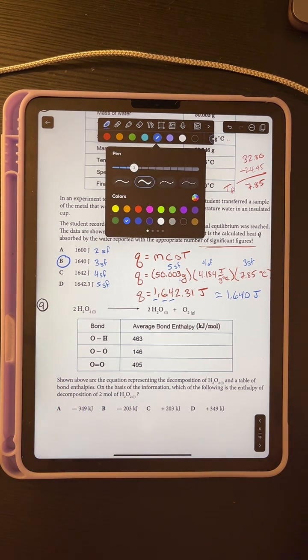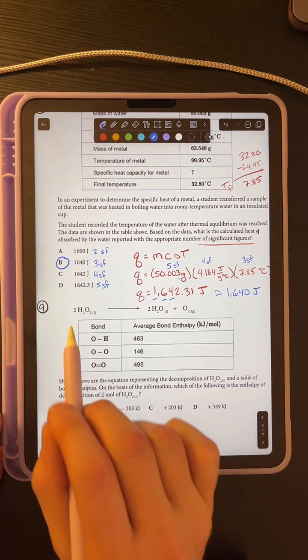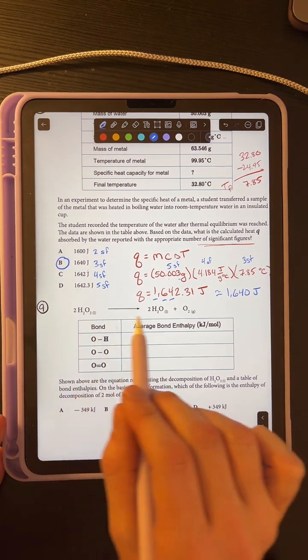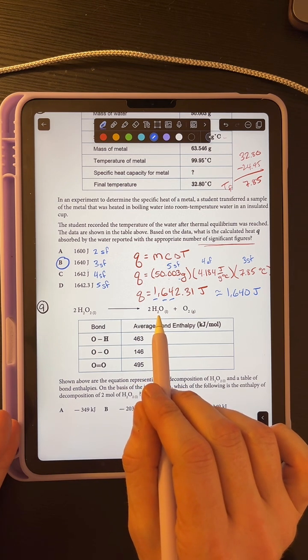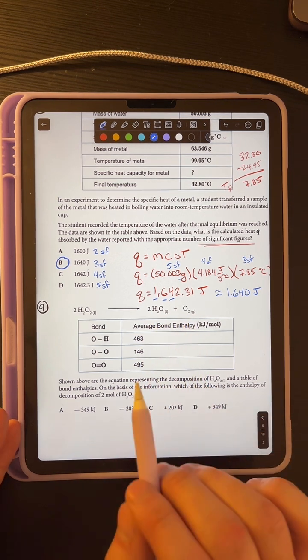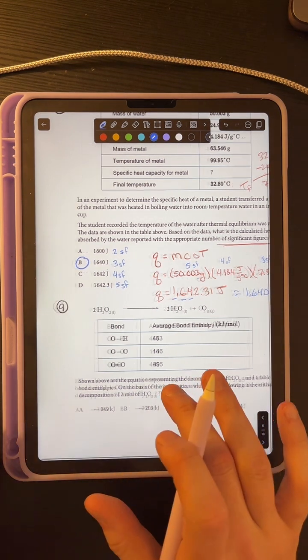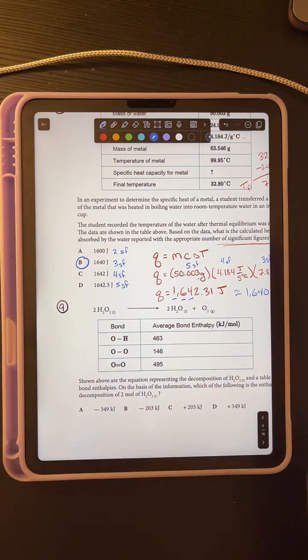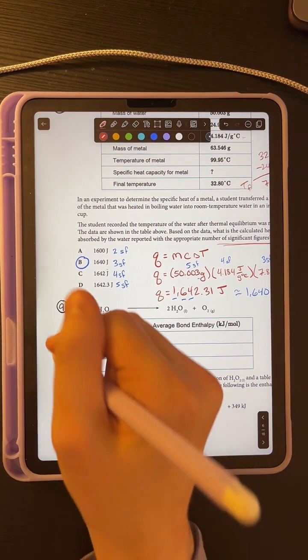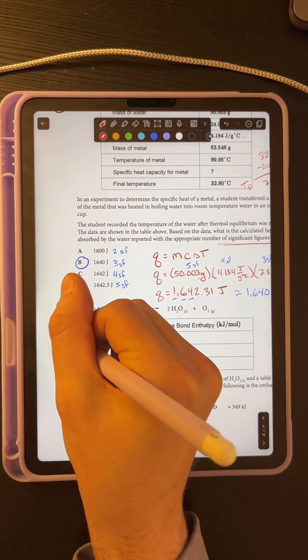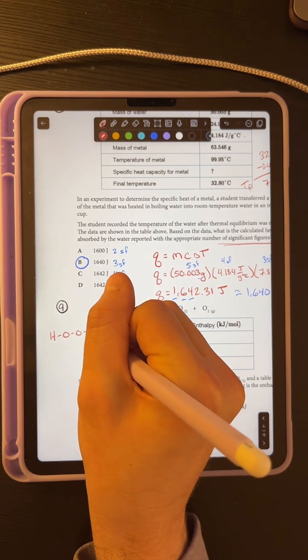So let's take a look at this equation. We have 2 moles of H2O2. They are breaking down into 2 H2O, 2 water molecules, and 2 oxygen molecules. So what I'm going to do is, just off on the side, write out the Lewis structure for the molecule.